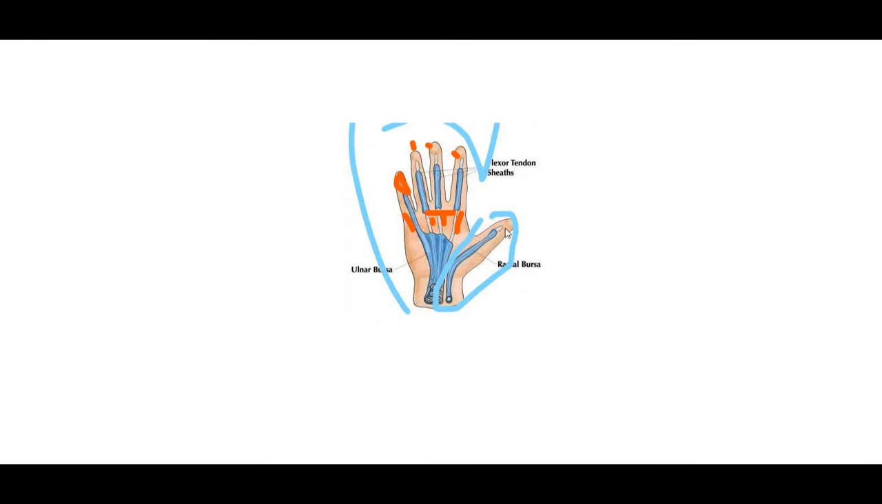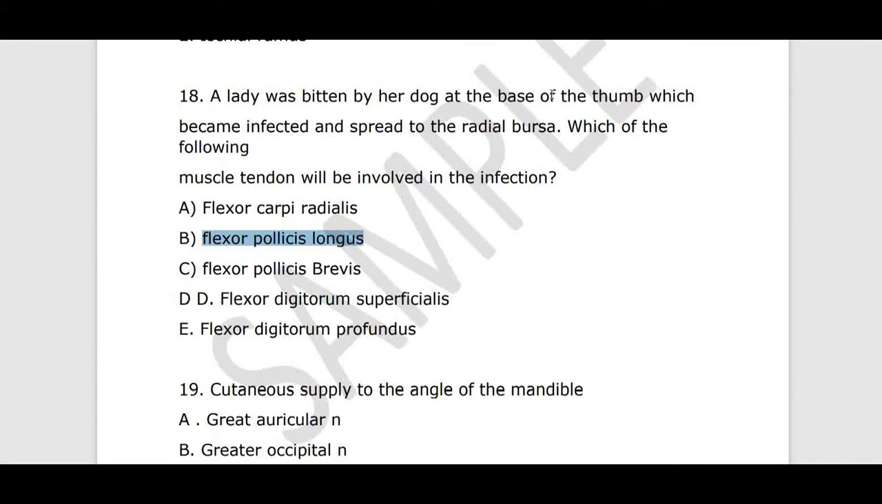Whereas if it is the thumb that is infected, it will spread all the way down to the wrist crease also. Alright, so we can go back to our question and you understand better now why this is our answer: flexor pollicis longus tendon.